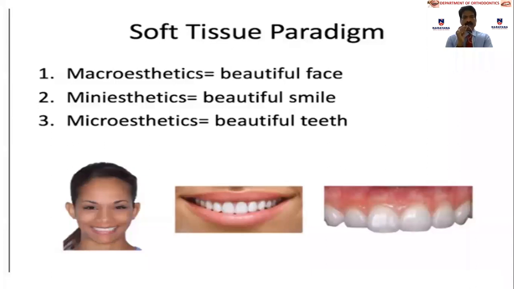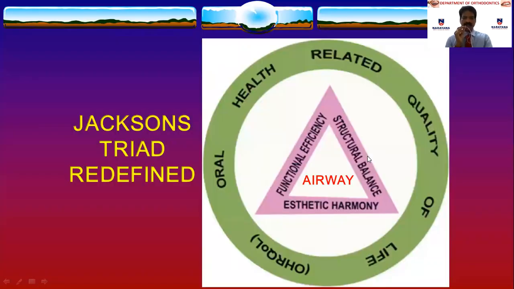Then later it has moved to the soft tissue. Now the soft tissue plays a very important role. So the micro, mini, and macro aesthetics. This we will get into in detail when we come to the diagnosis chapter. So the Jackson's triad, this is what I was telling you just now. See, the airway is very important.